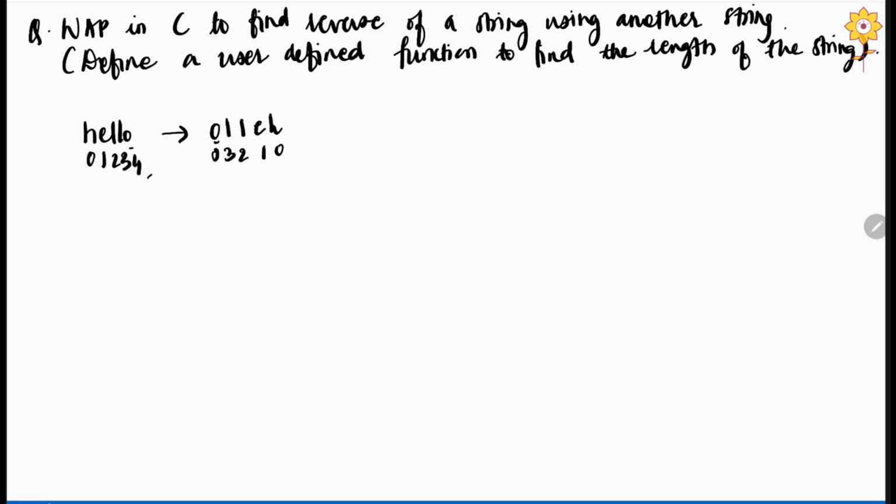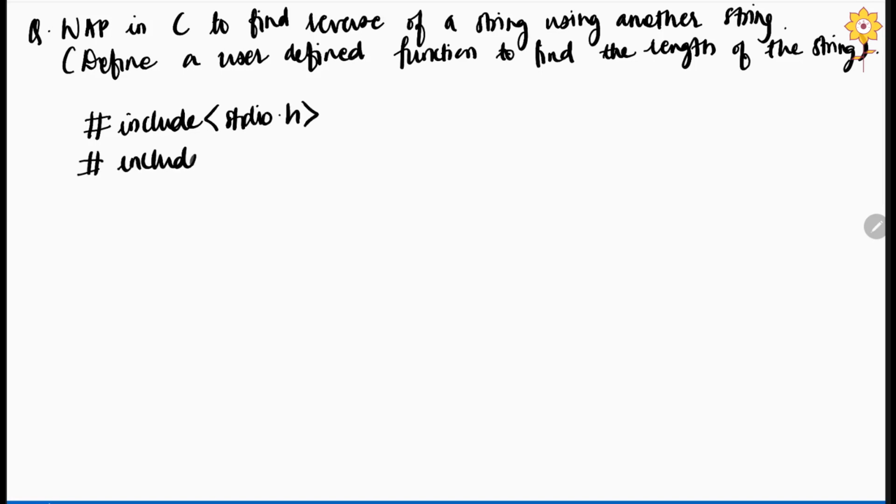Also, we have to write a user-defined function, like I told you, to calculate the length of the string. At the beginning we have to include our header files as usual. So, we will be including stdio.h, the standard IO header, then include conio.h, and then you will also attach the string.h header file in case you use any functions related to strings which are present in this particular header.